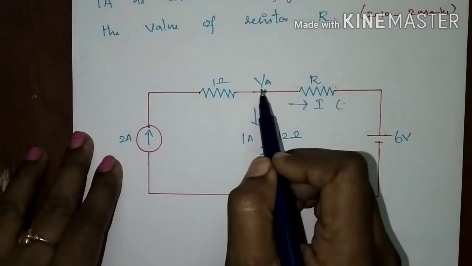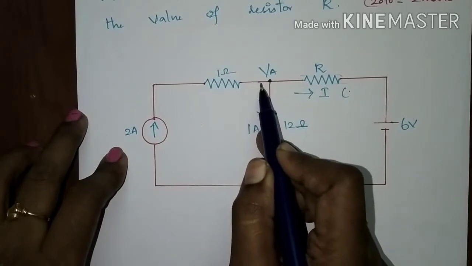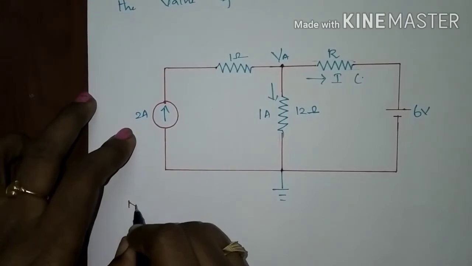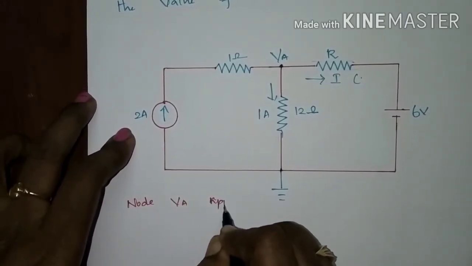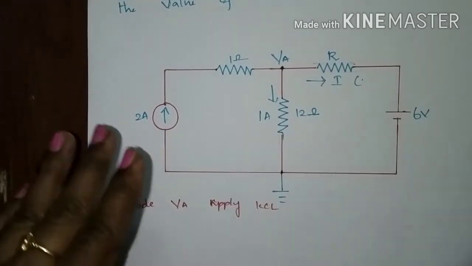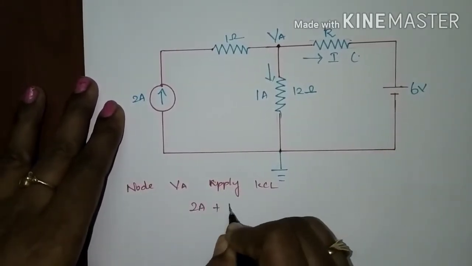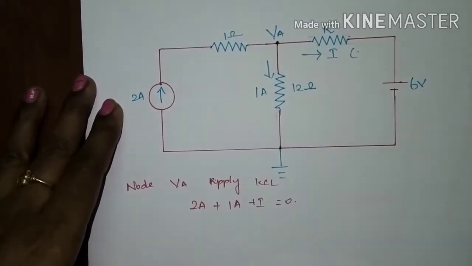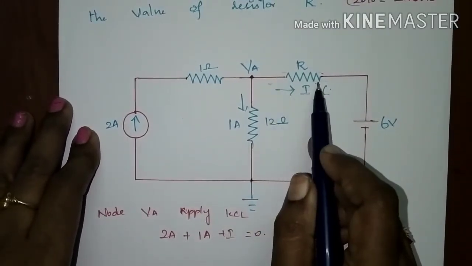So, this is a node VA represented. In this node VA, apply KCL. According to KCL, sum of the incoming current is equal to sum of the outgoing current. Incoming current is 2 ampere, the outgoing current is 1 ampere here, and this is I represented, which is equal to 0. Here this I is a current flowing through the resistor.